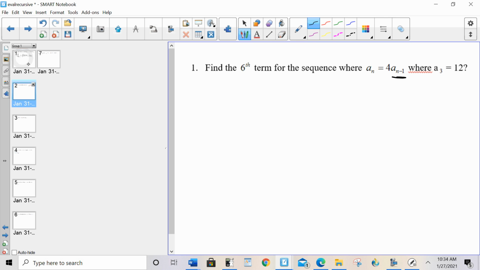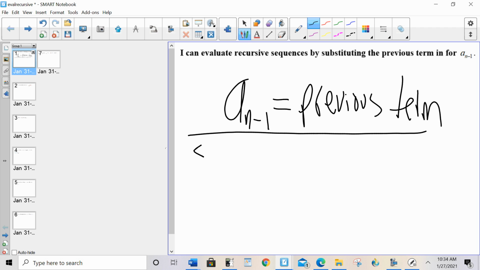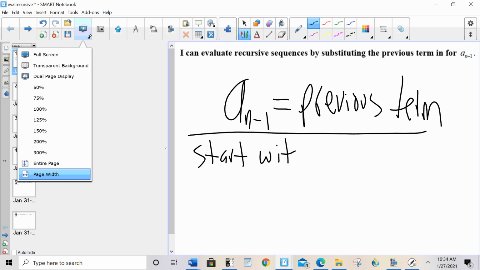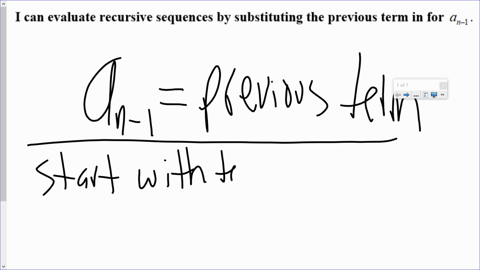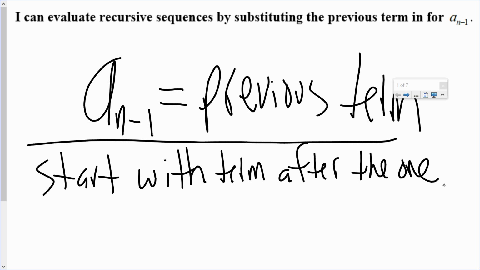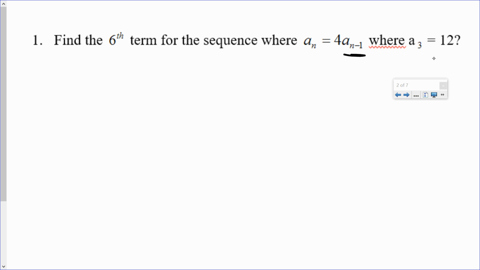I need to start with the term after the one I'm given. They have to give you a term. Whichever one comes after that, that's what you're going to start with. So now you can start writing. If it gives me the third term, then I can start by finding the fourth term.